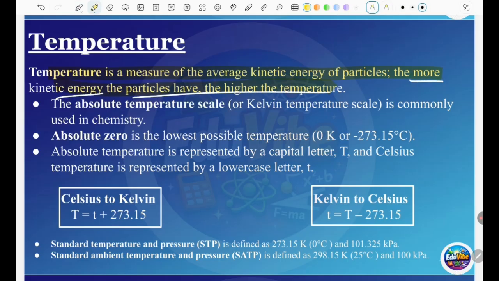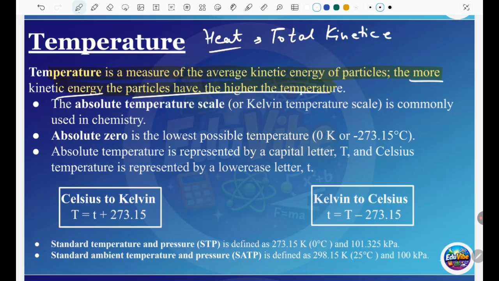But heat is basically the total kinetic energy, not the average one. That's the main difference. Temperature is not like heat. Temperature and heat are very different terms. Heat is the total kinetic energy, and temperature is the average kinetic energy. When kinetic energy increases, temperature also increases.